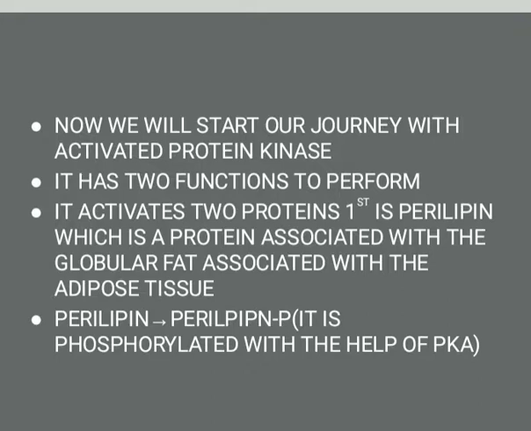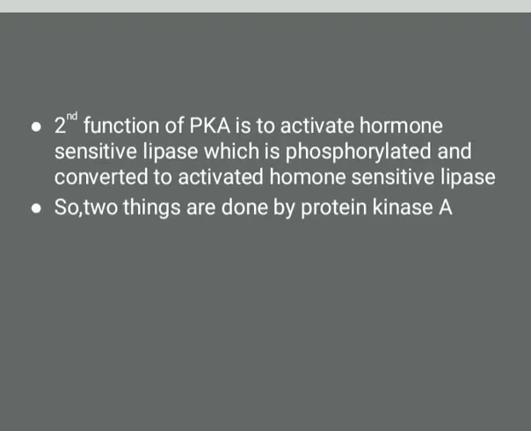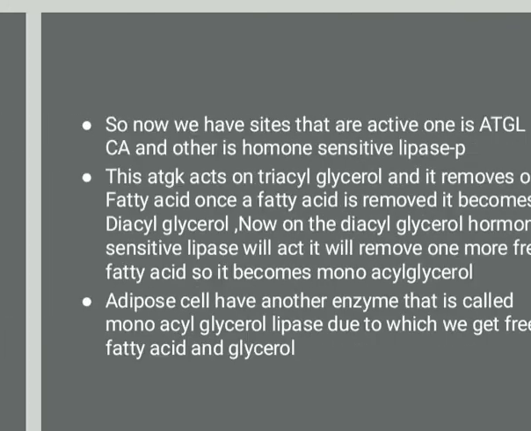Activated protein kinase A has two functions. First, perilipin, which is a protein associated with the fat globule in the adipose tissue, is converted into its phosphorylated form with the help of activated protein kinase A. Second, protein kinase A phosphorylates hormone sensitive lipase and converts it into its activated form. So two things are done by protein kinase A.